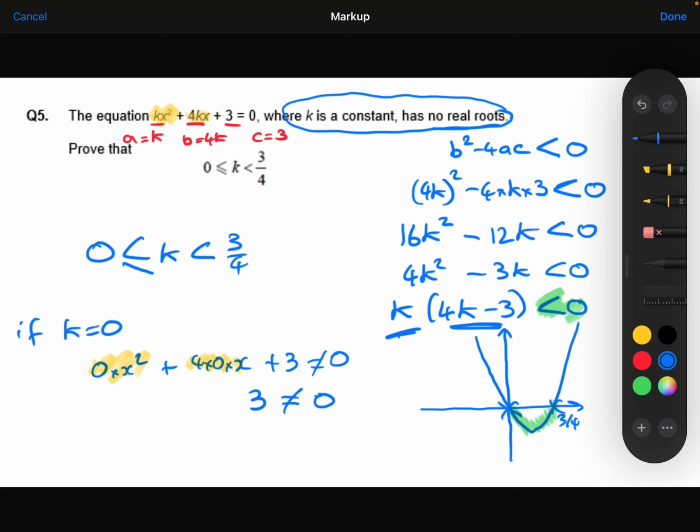So I do need the line underneath there as well to say that if k is greater than or equal to 0, then there are no real roots, as long as k is also less than 3/4.